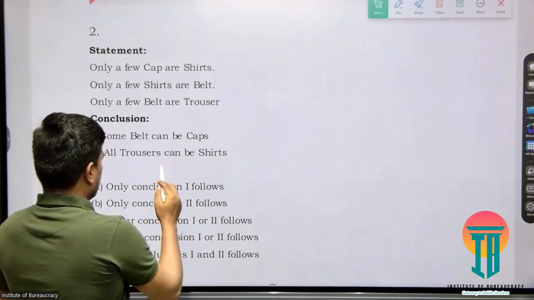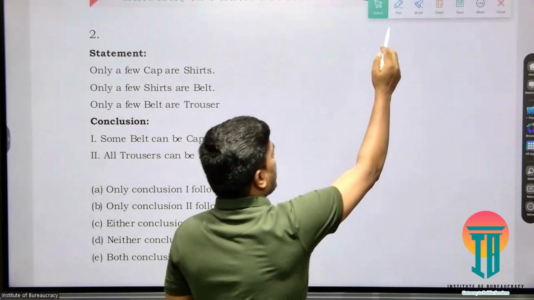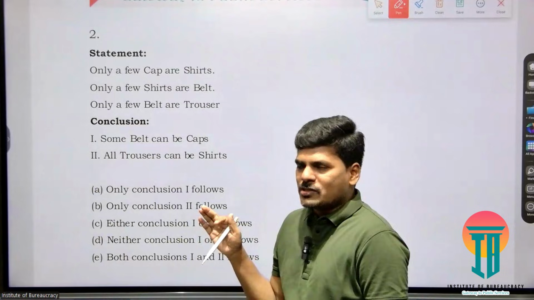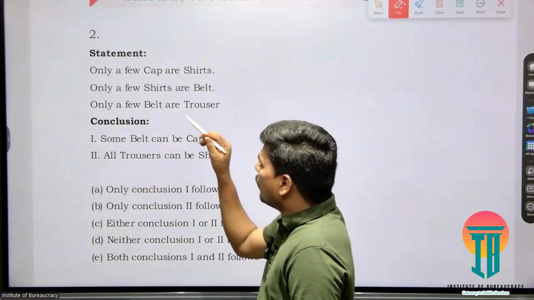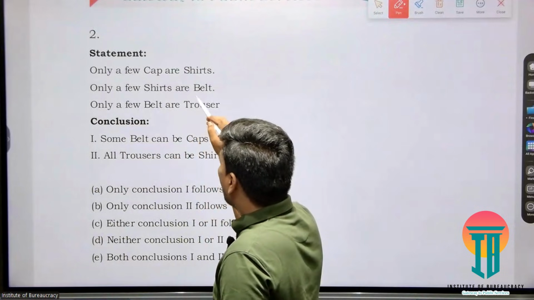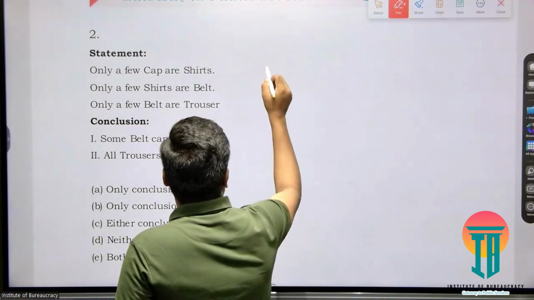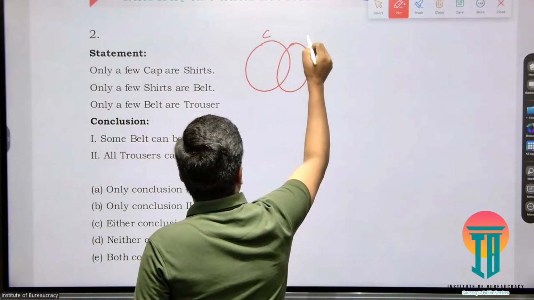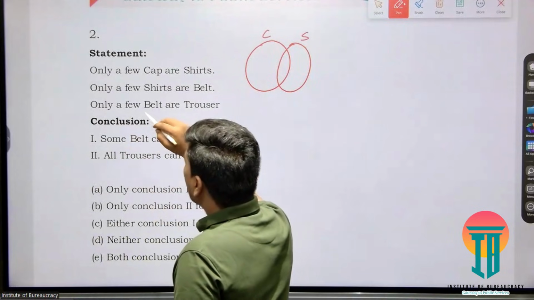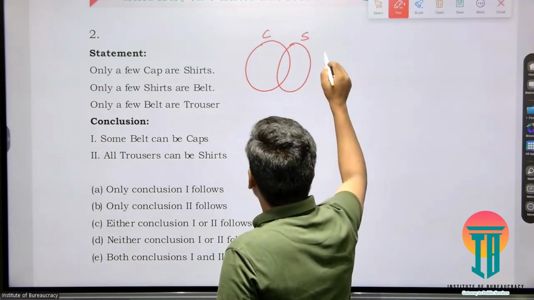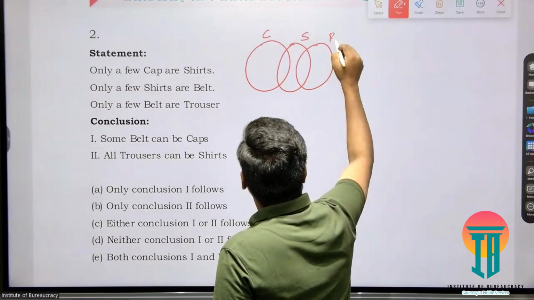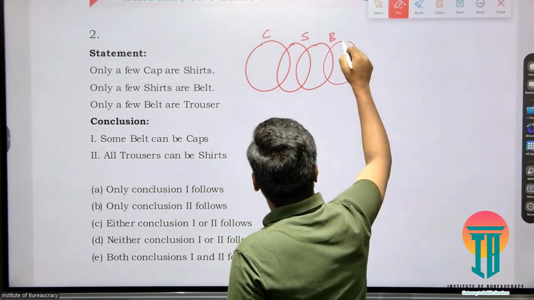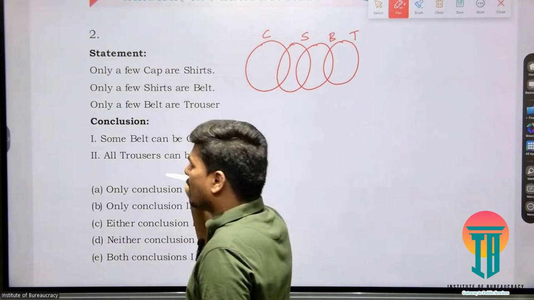Look at this question. Same kind of question. It's a simple topic. You'll be getting a minimum of 2 to 3 questions based on this. Only few caps are shirts. This is caps and this is shirts. Only few shirts are belts. Only few belts are trousers. So that's what we have been given.